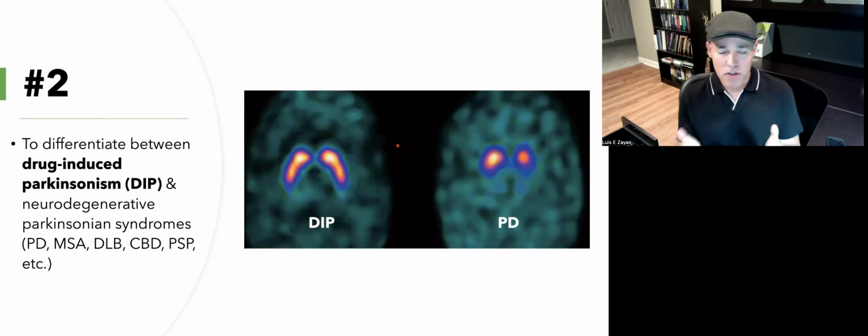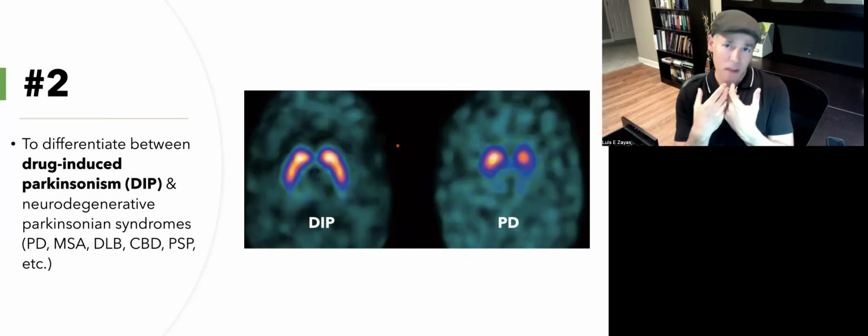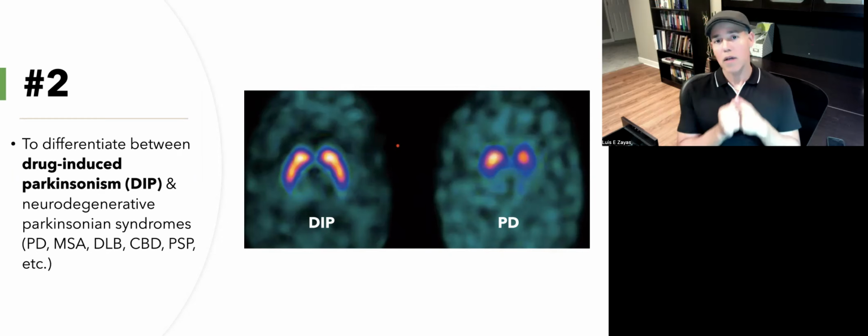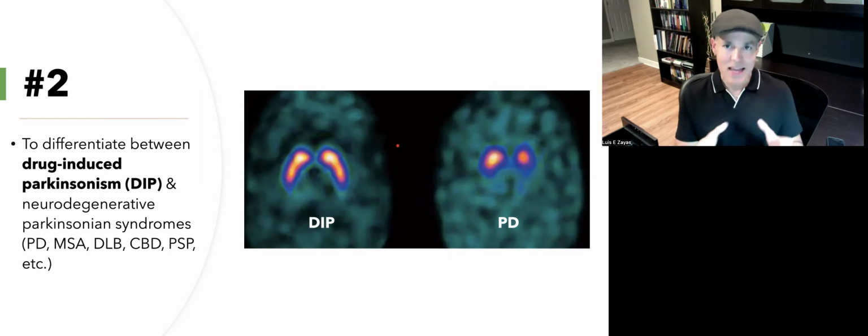It is true that patients with drug-induced Parkinsonism have a more symmetric presentation and less tremor, but this is when you look at a large group. When you see one patient in the clinic, that doesn't apply. So DAT scan might help you to differentiate between drug-induced Parkinsonism and Parkinson's disease objectively.